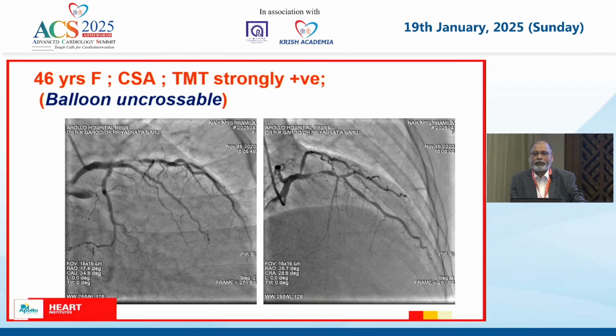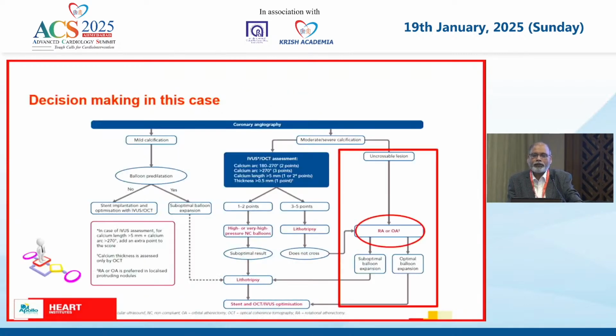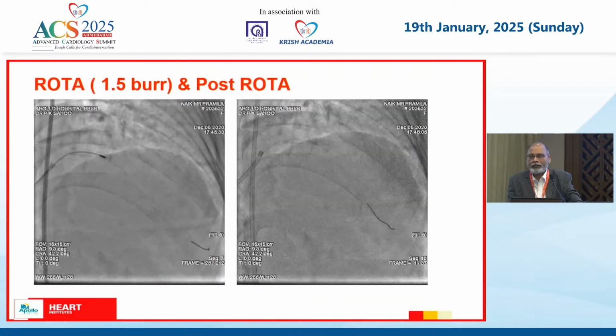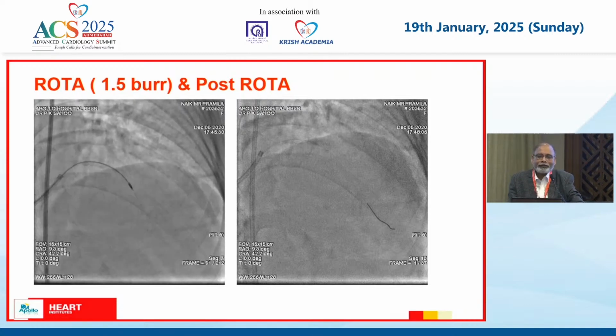For example, this one, a balloon uncrossable lesion, looks calcific. So the best thing to do is, you can see the thick calcium over here. So you are sure that it is calcium, and it's a balloon uncrossable lesion. So the best thing is to go for a rotational atherectomy or an orbital. We didn't have orbital at that time. This was a case done in 2020. So this was what we did.